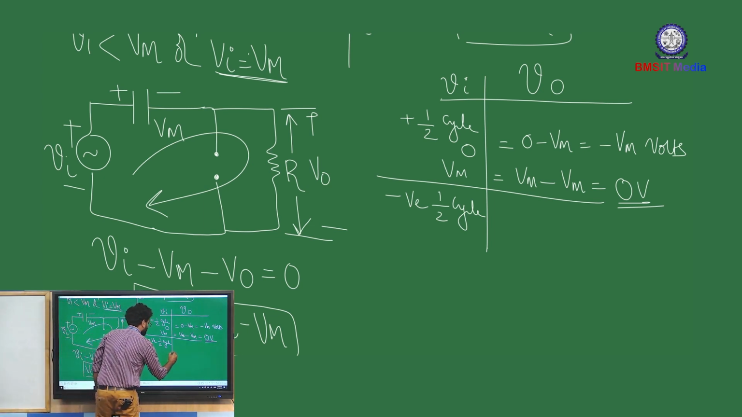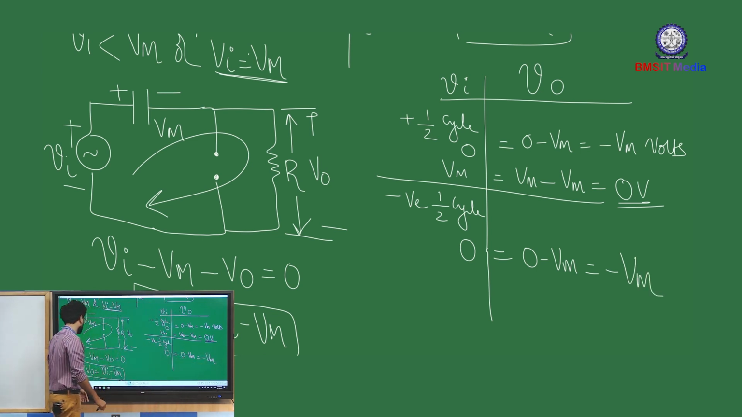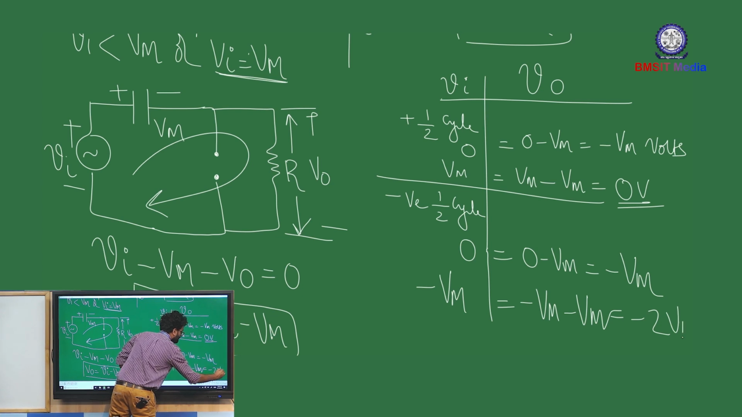In the negative half cycle, when your input is 0, we roll back to this particular case. So it is 0 minus Vm, which is equal to minus Vm. On the other hand, when your input reaches the negative maximum, that is when your Vi becomes Vm in the negative direction, with the negative sign incorporated here, what happens to your output? Output is Vi minus Vm, and Vi is minus Vm, which is equal to minus 2Vm.